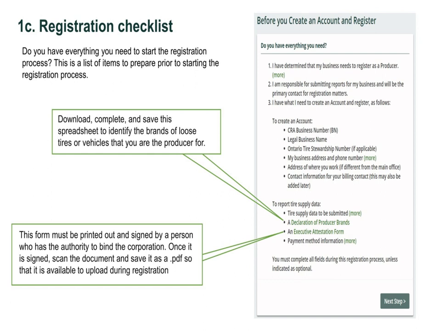And it's possible, for example, that somebody who manufactures trailers for sale in Ontario is also buying replacement tires for customers, so you would be entering in the brand names of your trailers, and you would be entering in the brand names of the tires that you sell as replacement tires. So that's the declaration of producer brands.